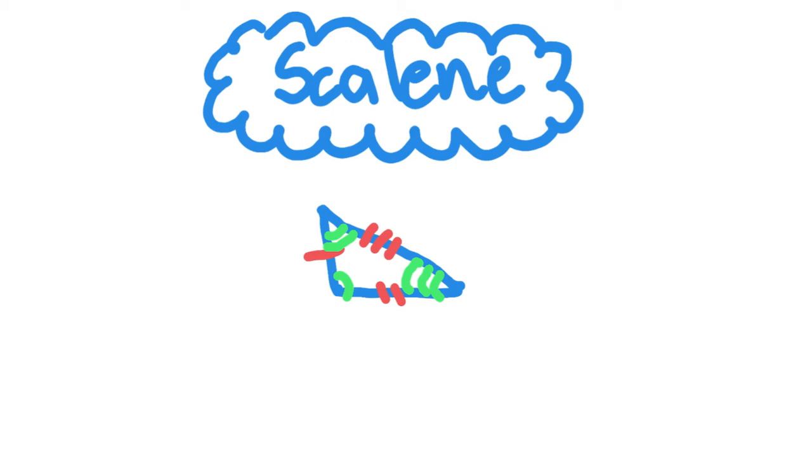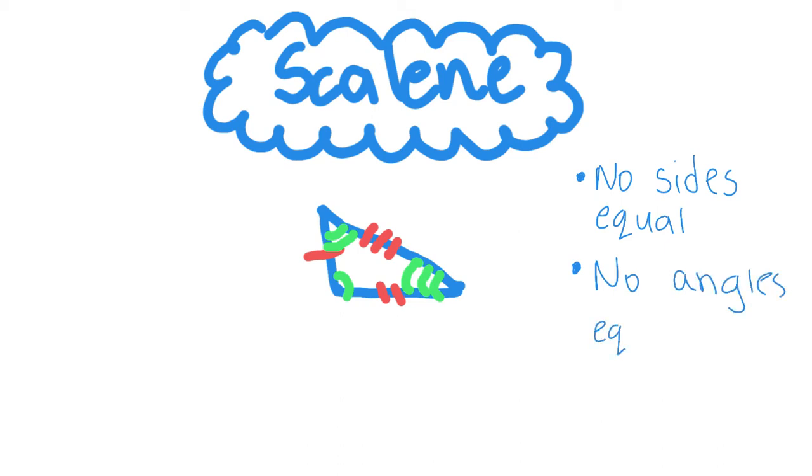Okay, now let's talk about a scalene triangle. Some of the rules that a scalene triangle has to follow are that none of the sides can be equal to each other. So no sides equal. And none of the angles can be equal. Even if two of the sides are equal to each other, it automatically becomes an isosceles triangle. For a scalene triangle to occur, no sides can be equal and no angles can be equal.